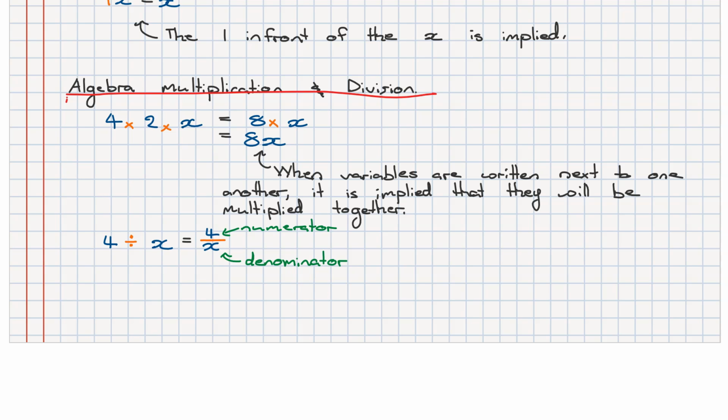So when we have a division symbol, and we're rearranging it as a fraction, the factor on the left of the symbol goes in the numerator on top, and the factor on the right goes in the denominator.